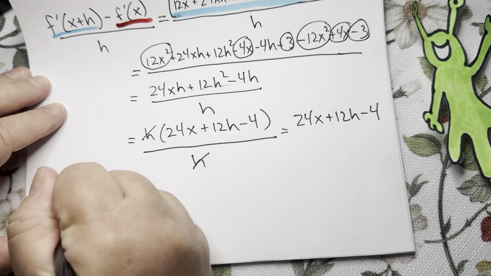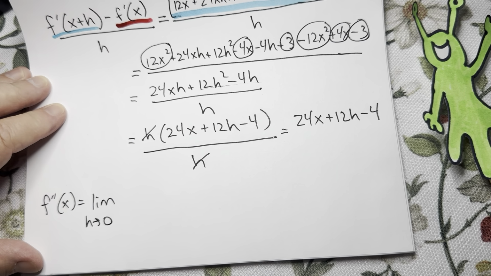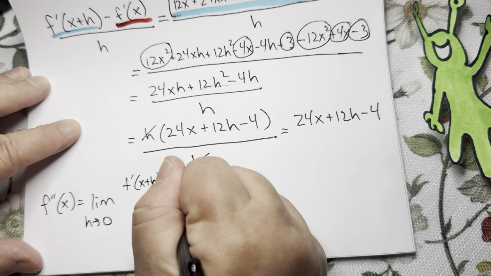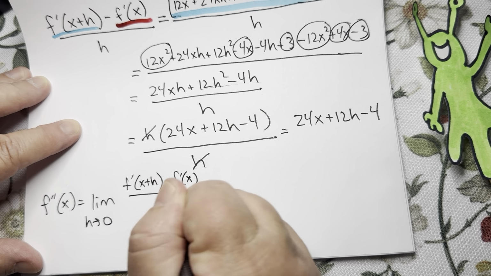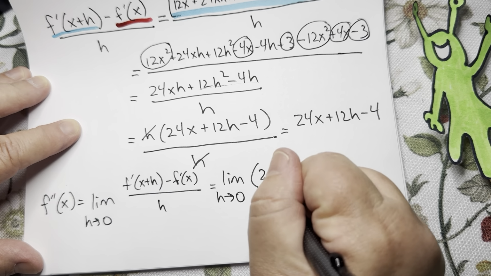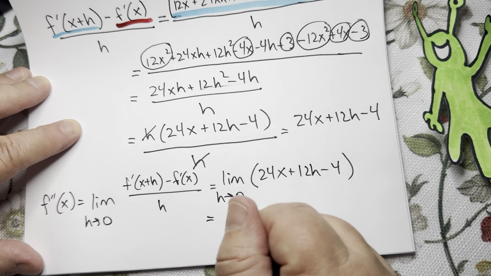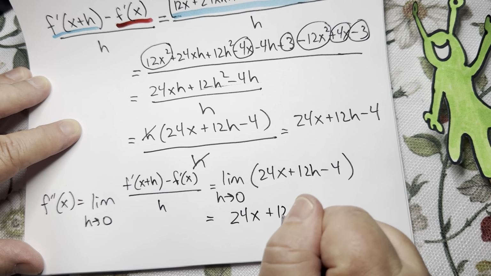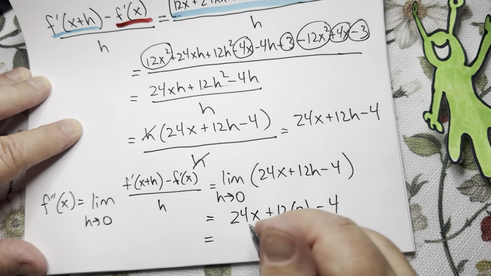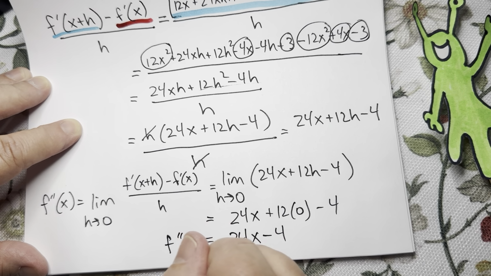So our second derivative is going to be what happens when we take h to 0 of f prime of x plus h minus f prime of x all over h. So that's the limit as h approaches 0 of 24x plus 12h minus 4, which I think you can already see. That's going to be 24x plus 12 times 0 minus 4, and that middle term is going to just cancel out. So we get 24x minus 4, and that's the second derivative.